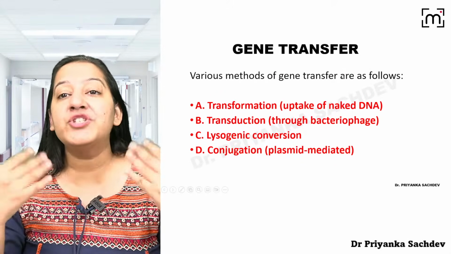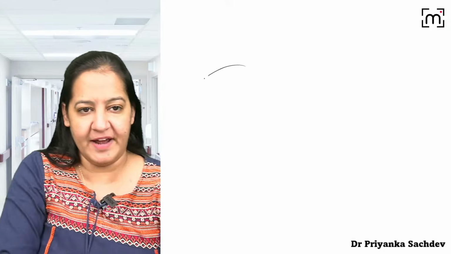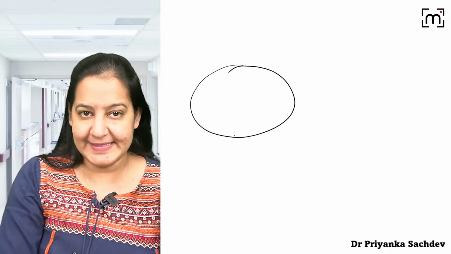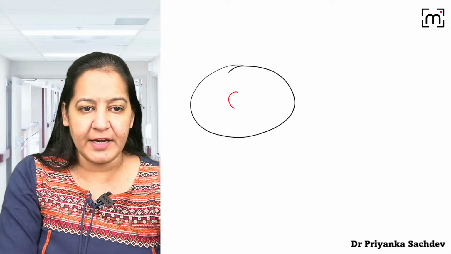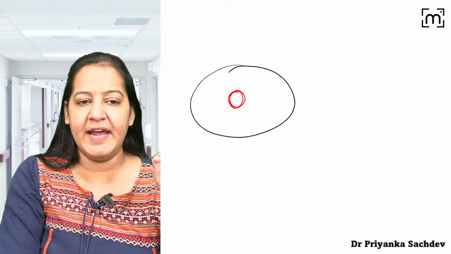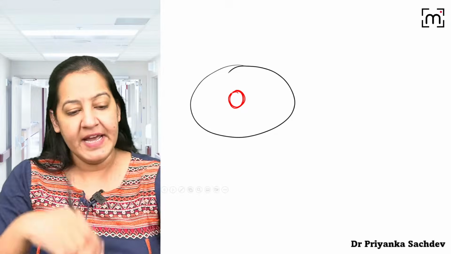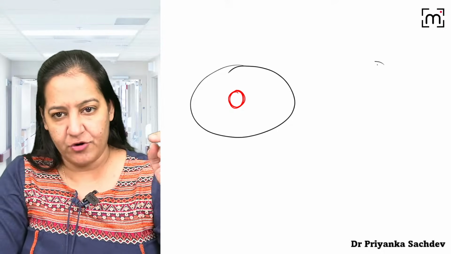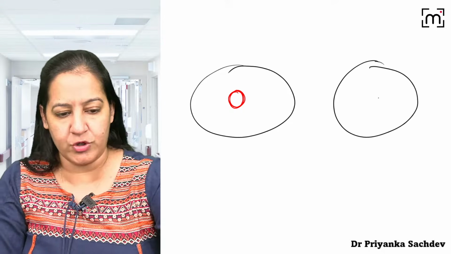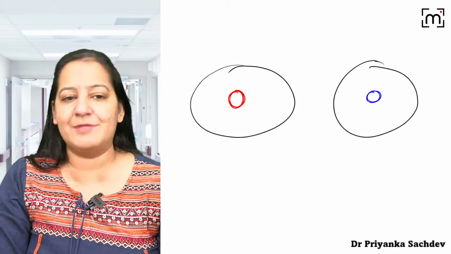Now let's come to gene transfer. This is a bacterial cell. Let me draw a bacteria in front of you. This is a bacterial cell. This is the circular DNA, the circular DNA chromosome of the bacteria. Right? This is another bacteria. Let me draw another bacteria. This is bacteria number 2, and this is the DNA of this bacteria.